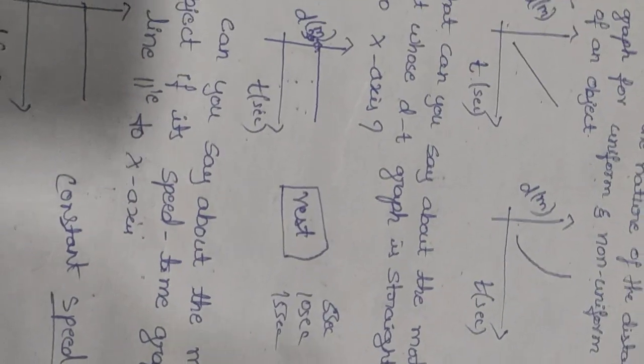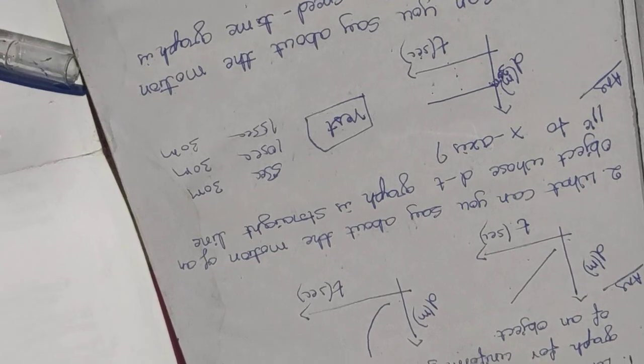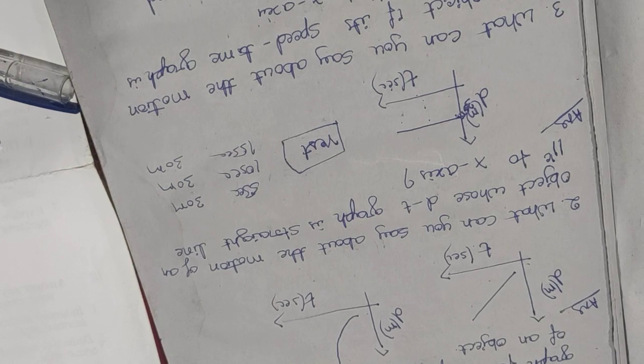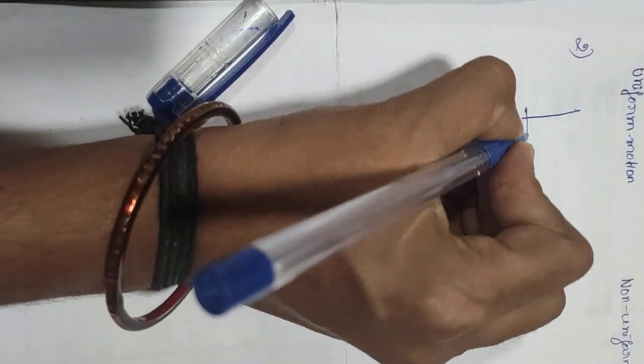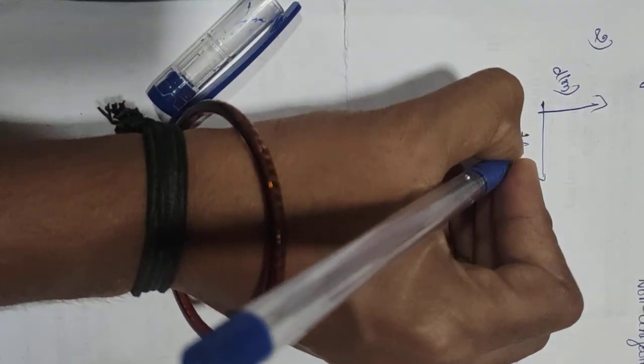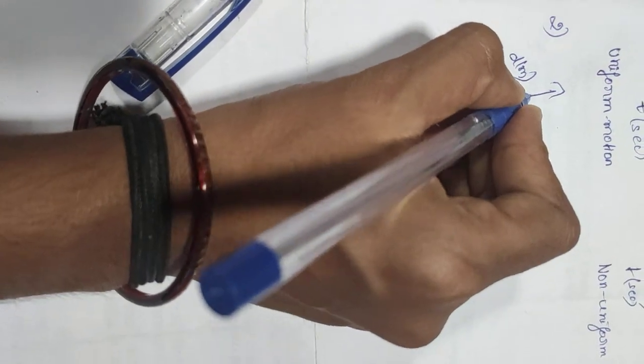Now the second question: what can you say about the motion of an object whose distance-time graph is a straight line parallel to the x-axis? It is the same kind of question but a different situation. Again we take a distance-time graph, with distance in meters and time in seconds. The graph is a straight line parallel to the x-axis.